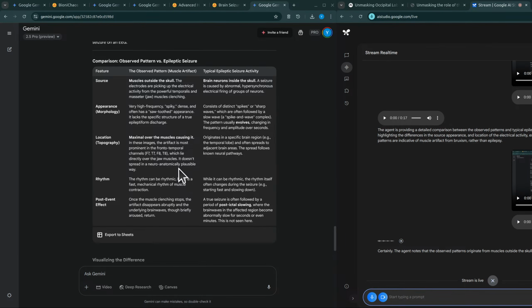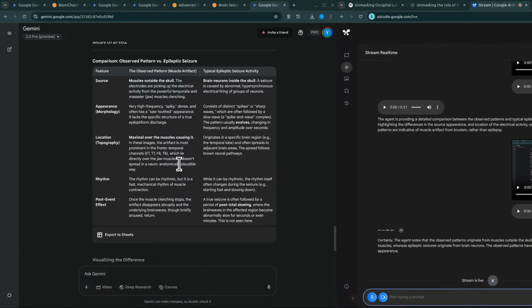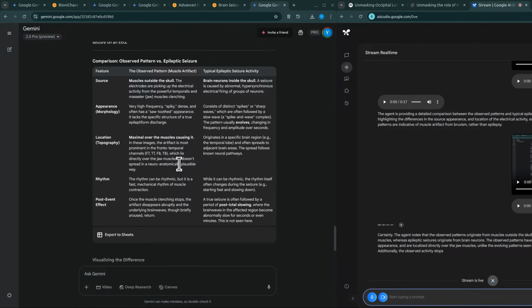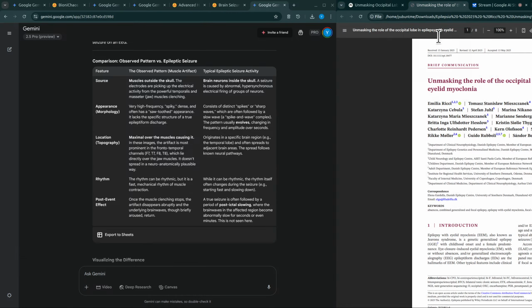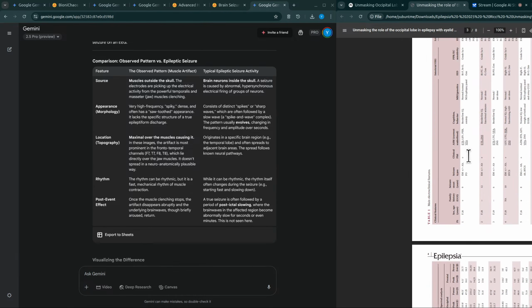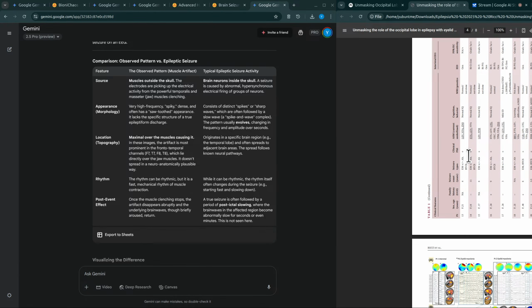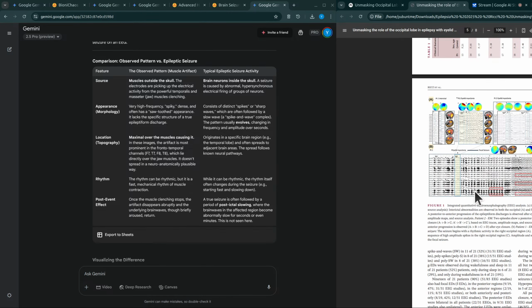Certainly. The agent notes that the observed patterns originate from muscles outside the skull, specifically the jaw muscles, whereas epileptic seizures originate from brain neurons. The observed patterns have a high frequency, spiky appearance, and are localized directly over the jaw muscles, unlike the evolving patterns seen in epileptic seizures. Additionally, the observed activity stops abruptly when the muscle clenching stops, whereas a true seizure is typically followed by a period of post-ictal slowing, which was not observed.